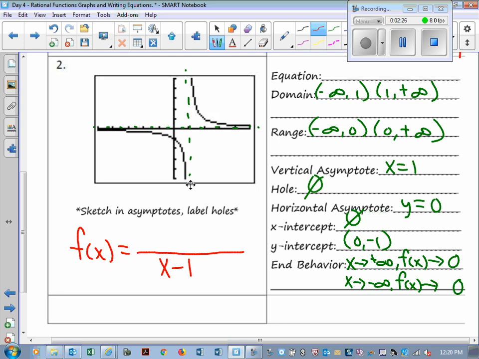Negative 1. 1 or negative 1? Negative 1. No, 1. Oh, but it would be positive. Would it be the opposite? No, it would be negative x. Oh, you're right. Prove it. Write it on your paper and prove it. We're not going to argue. Write it on your paper and prove it.